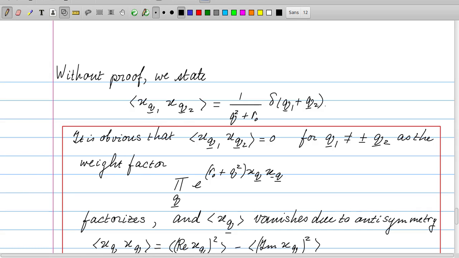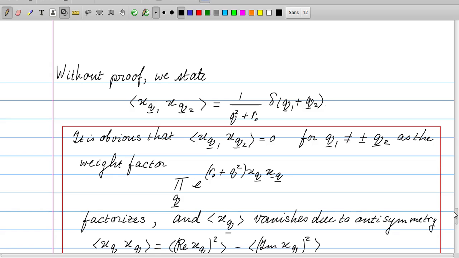Apart from the partition function, it's also interesting to consider the correlation functions, and in the Q space they read: it's just the expectation value of xq1 and xq2, where q1 and q2 are vectors in the Brillouin zone. And I will not prove this extensively by a calculation. It all proceeds along the same lines as the calculation of the partition function. The result is that it's 1 over q squared plus r0 times the delta function q1 plus q2.